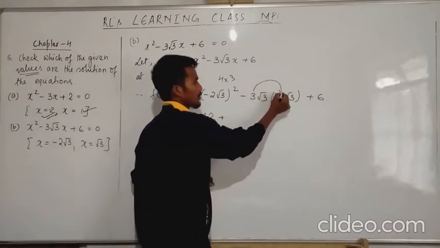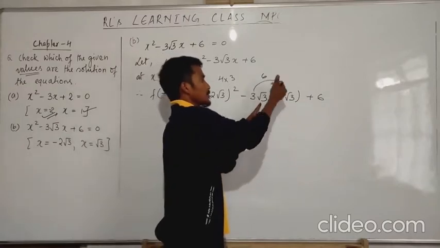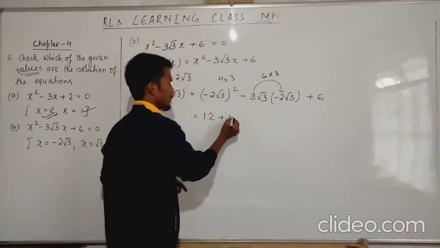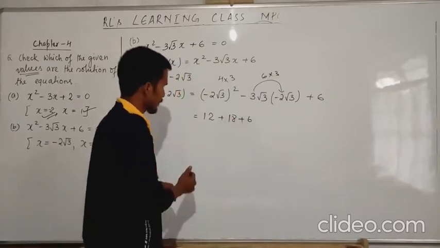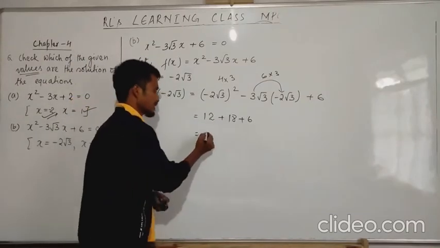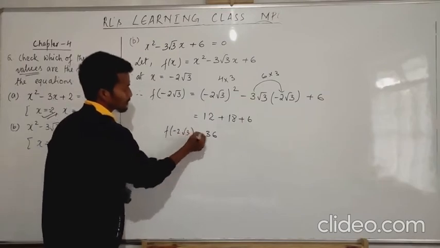Then 3 into 2, how much? 6. Then root 3 into root 3, 3. Then 6 into 3, we got 18. Then we got here plus 6. Then 18 plus 18 will be 36. Then we got f of minus 2 root 3 is equal to 36.